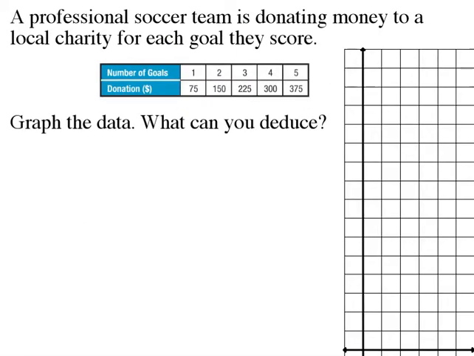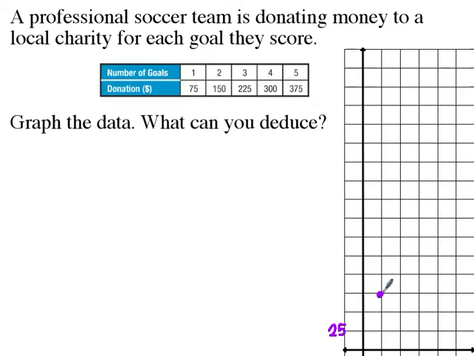So let's look at another one. A professional soccer team is donating money to a local charity for each goal they score. So let's go ahead and graph. What do you think I should use for the y-axis on this one? 25, nice job. That's a good call. Let's go by 25s. So I'm going to go ahead and plot. My first one will be 1, and then I'm going to go 25, 50, 75.